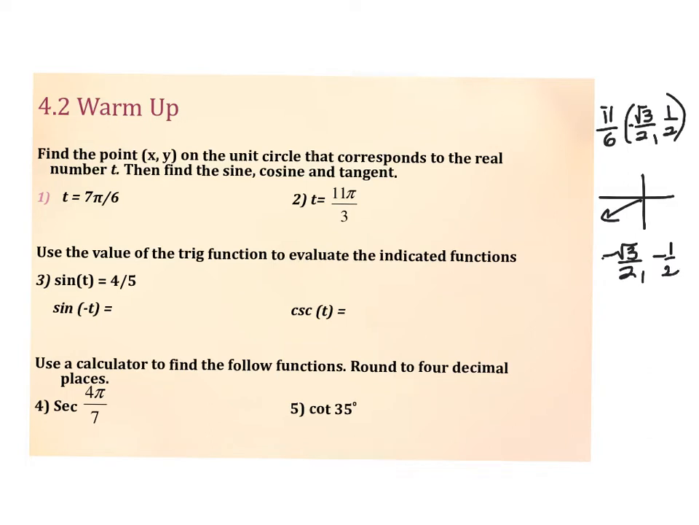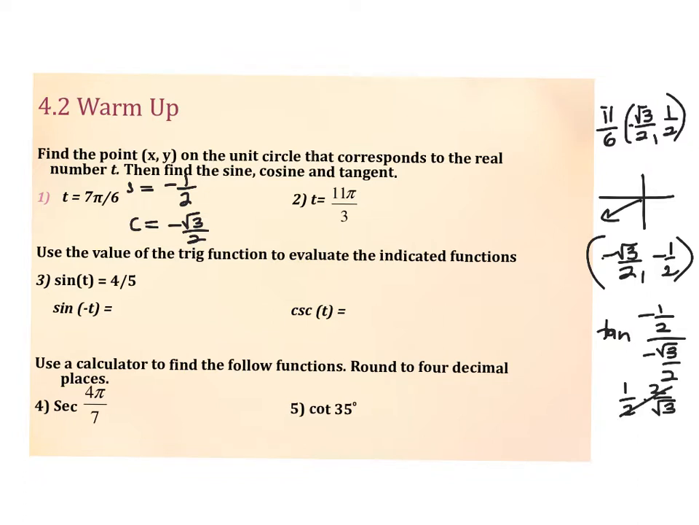and negative 1 half. So when it asks for the sine, the cosine, and the tangent, the sine would be the y coordinate, negative 1 half. The cosine would be the x coordinate, negative root 3 over 2. And then the tangent is going to be negative 1 half over negative root 3 over 2. Keep, change, flip. They're both negative. The twos cancel, and I get 1 over root 3, which rationalizes to root 3 over 3. Questions on that one? Everybody good?